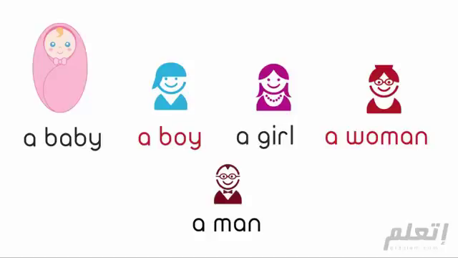Now, picture number A is for a baby. And picture number B is for a man. And picture number C is for a woman. Picture number D is for a boy. And picture number E is for a girl. So a baby, a man, a woman, a boy, and a girl.